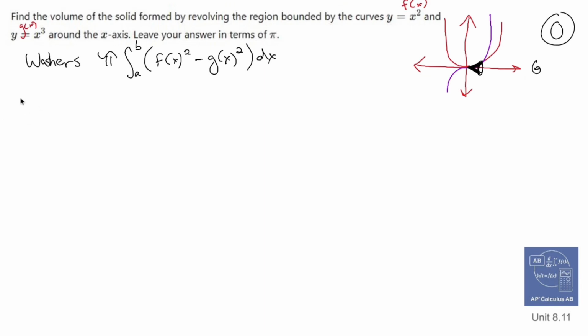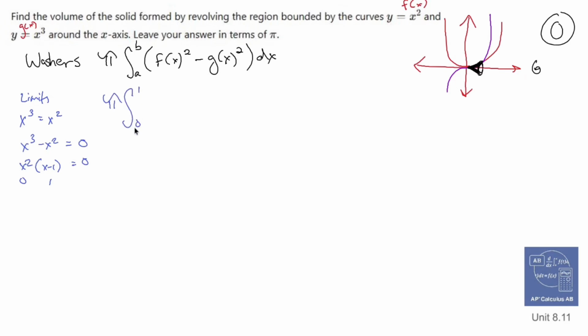I need my limits of integration, though. I find them by taking these two equations and setting them equal to each other. So x cubed equals x squared. Subtract x squared from both sides, factor out an x squared, giving you x minus 1, and you get 0 and you get 1. Those are my limits.